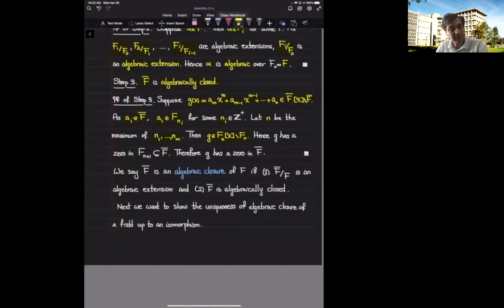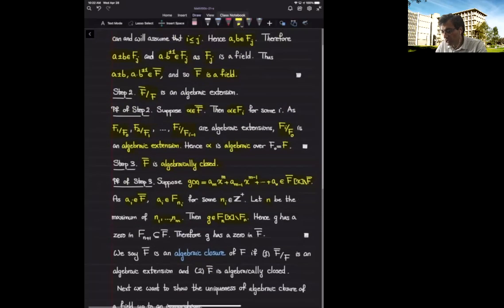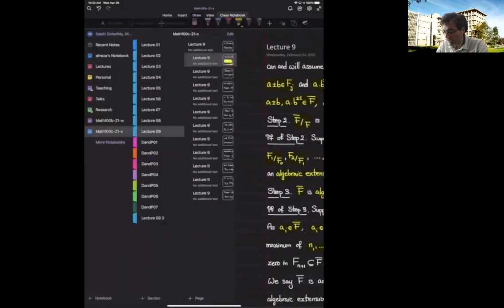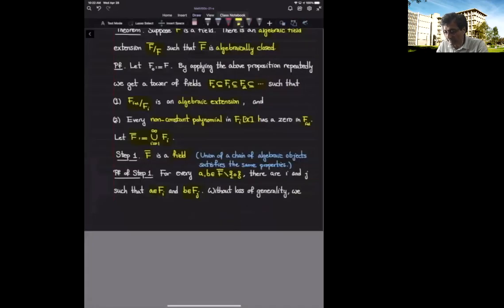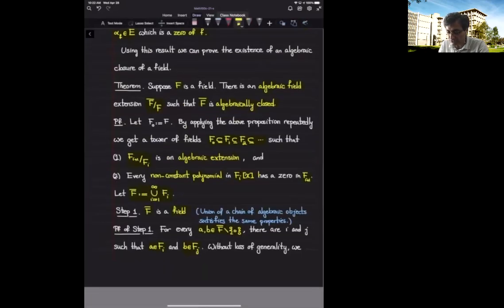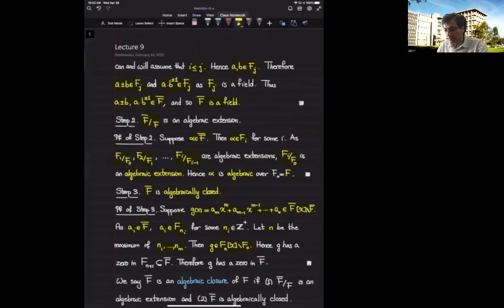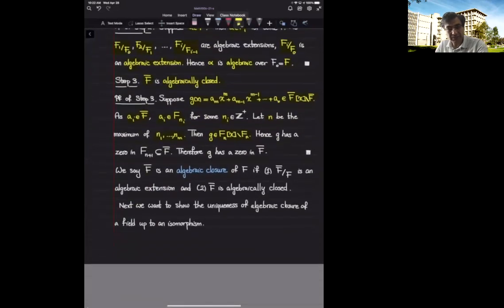But how did we define this tower? We chose this tower of fields in a way that, of course, this algebraic condition we have used, but the second one says every non-constant polynomial in F sub i bracket x has a zero in the next field. Now here G is a non-constant polynomial in F sub n, so it has a zero in the next field. So G has a zero in F sub n plus 1.